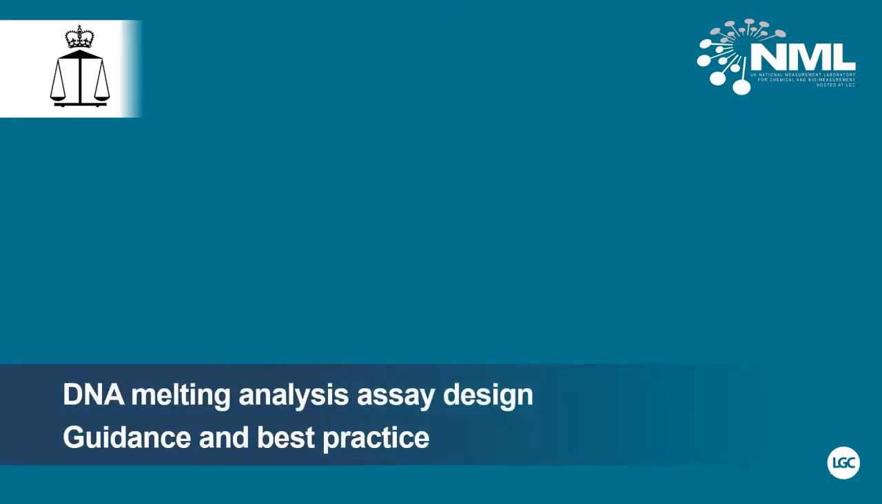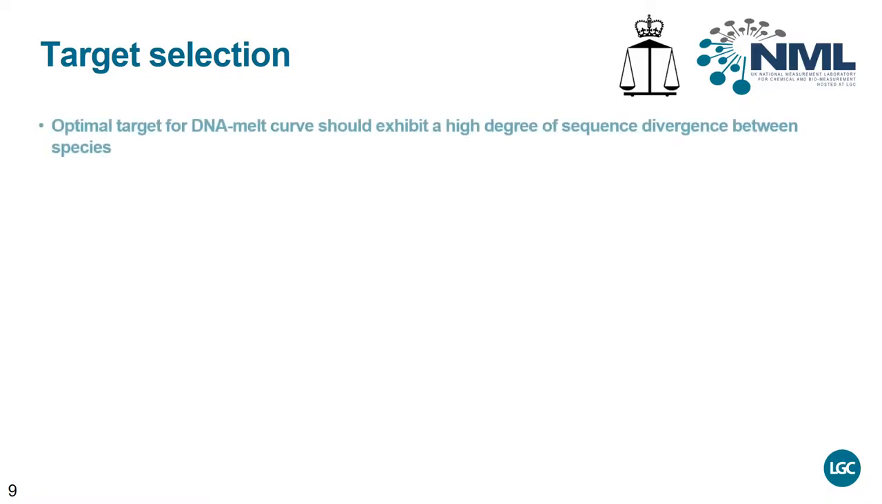In the following section, guidance and best practice for the design of DNA melting curve assays will be presented. When applied to food authenticity testing, the optimal targets for DNA melting curve analysis require a degree of DNA sequence difference between the species being tested for.